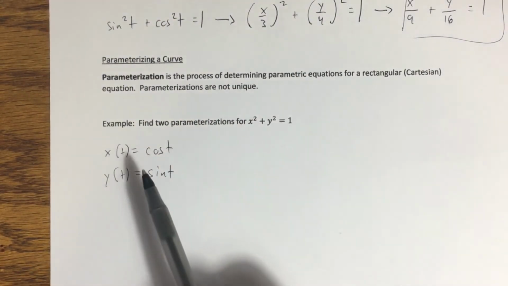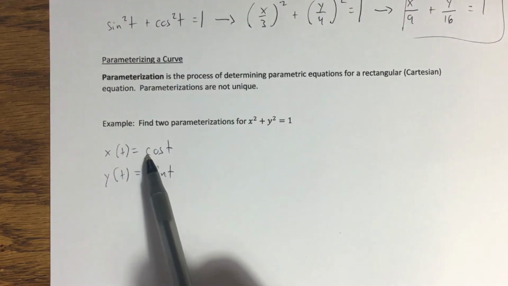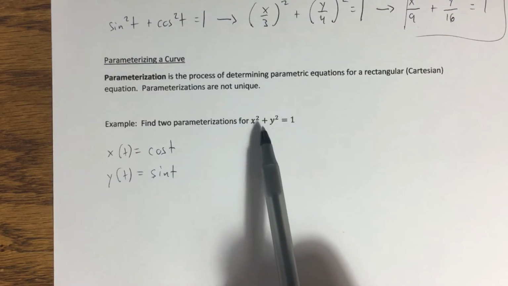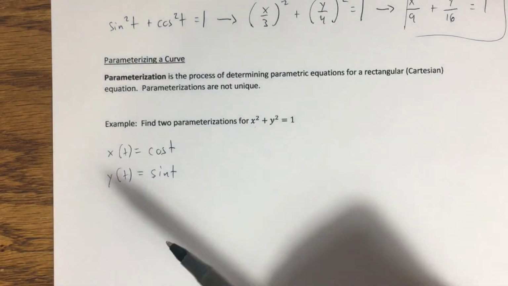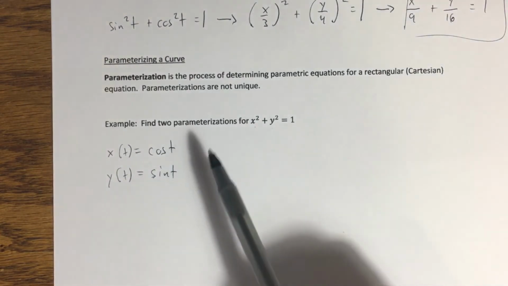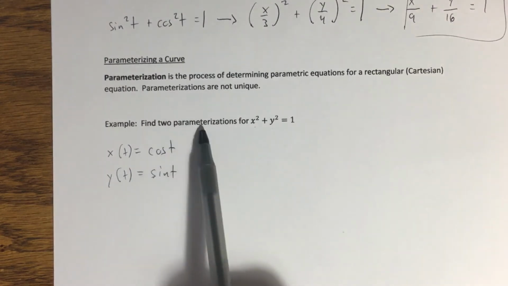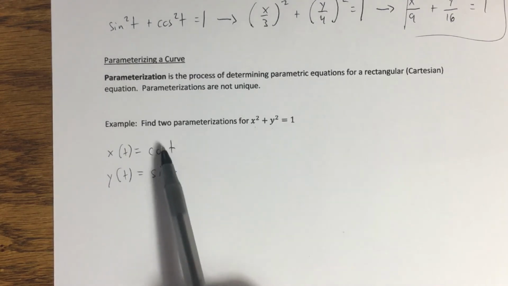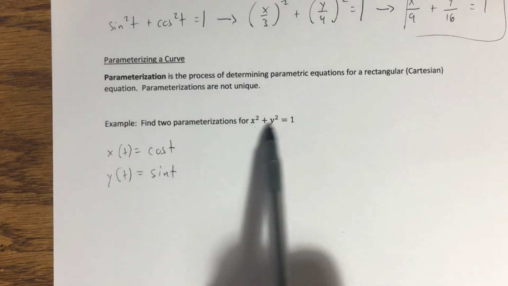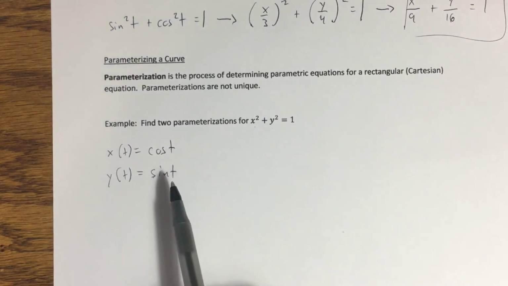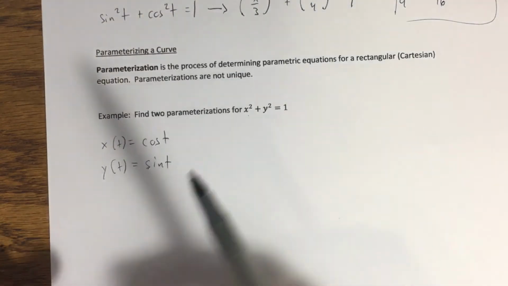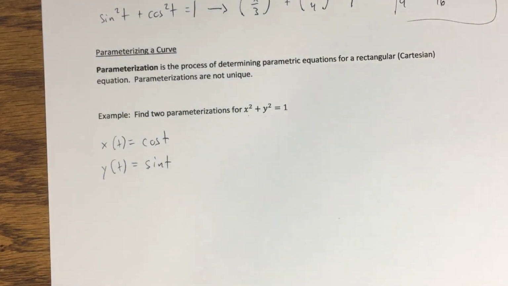And I can verify that this would definitely work, because if I plugged cosine of t in for the x, sine of t in for the y, then what this would say is that cosine squared plus sine squared equals 1, which is true from the Pythagorean identity. But it said find two parametrizations. This is one parametrization. Again, a parametrization is a pair of parametric equations for a curve like this. So I want to find one that looks different but still represents the same curve. And there are, it turns out, an infinite number of different choices here.